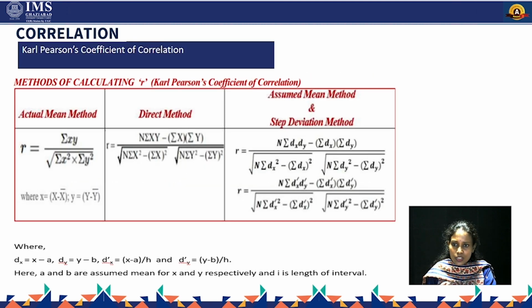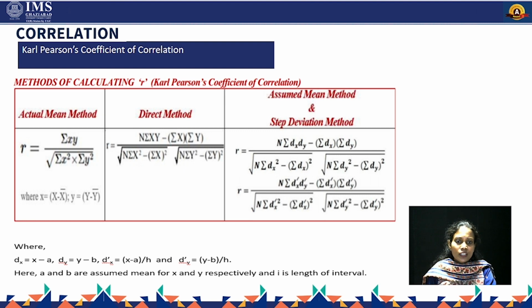For the Karl Pearson correlation coefficient, there are three methods: actual mean method, direct method, and assumed mean method. For the actual mean method, r equals summation xy upon square root of summation x square into summation y square, where x is the deviation of x with respect to its mean, x minus x bar. Similarly, y is y minus y bar. In the direct method, r equals n summation xy minus summation x into summation y, upon square root of n summation x square minus summation x whole square, into n summation y square minus summation y whole square.